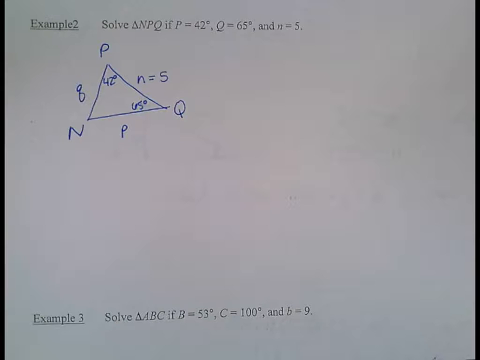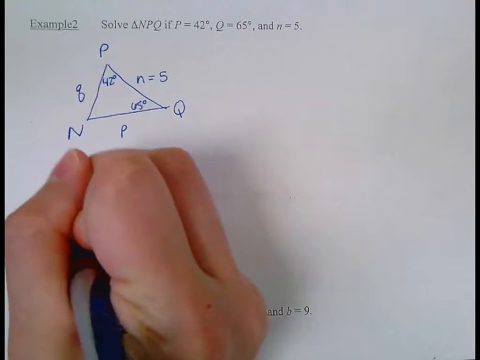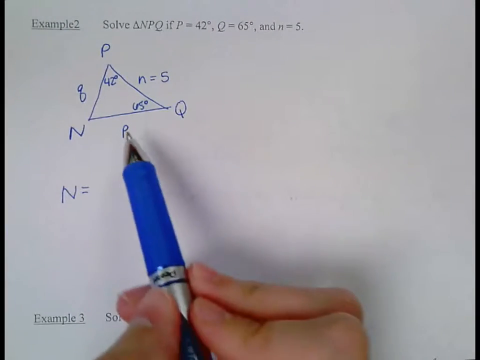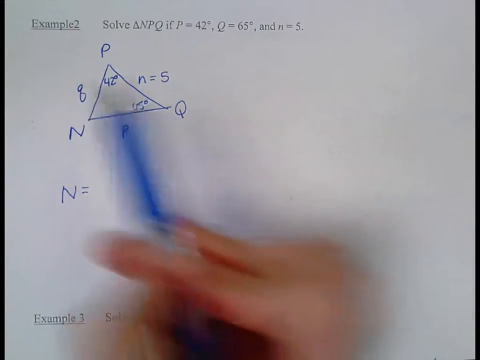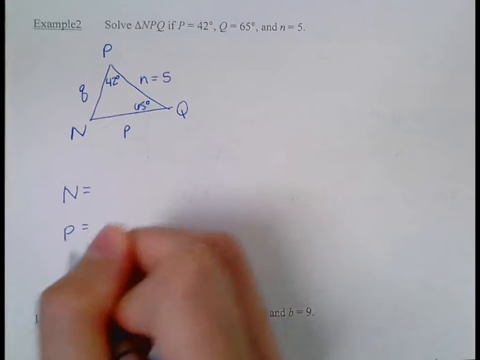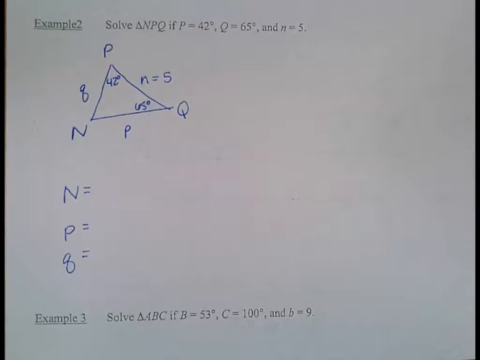So if you remember from geometry, to solve a triangle means you find all angles and all side lengths that are currently missing, that are not given to you. So we are not given angle N, we need to find it. We are not given side lengths p or q, we need to find those. So those three values would be your answer to this question. Anything that you're not given is what you need to find.